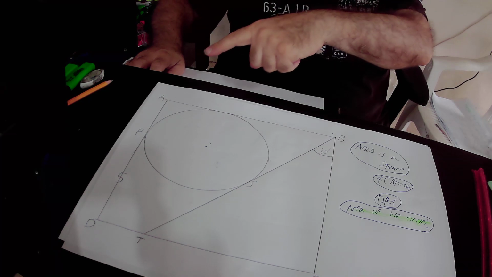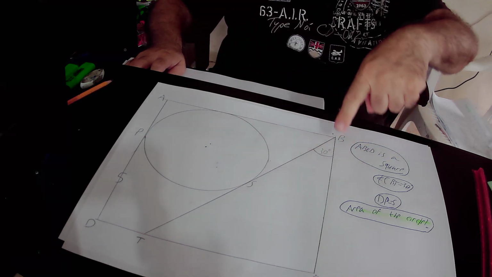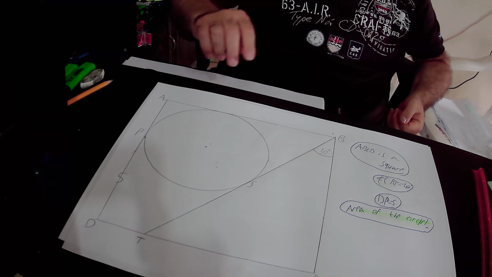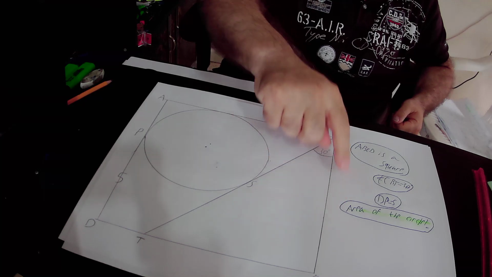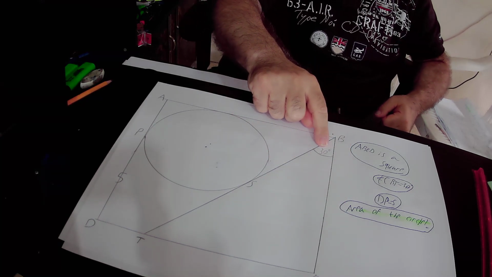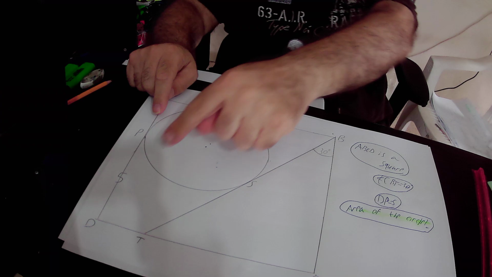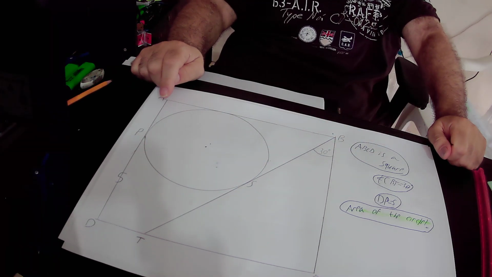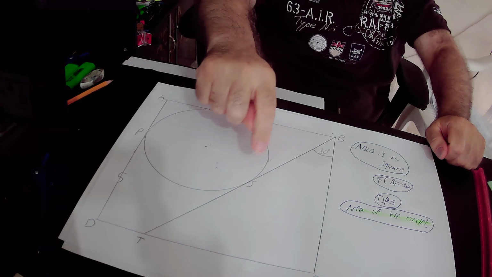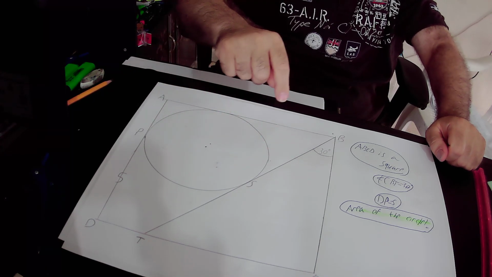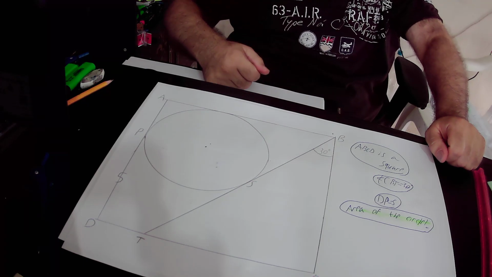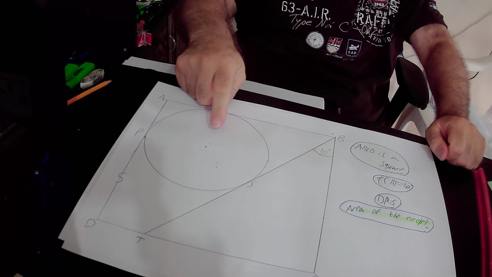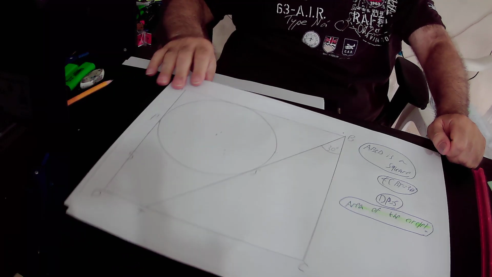In the drawing, we have square ABCD, and we know that angle CBT equals 30 degrees. Line segment PD equals 5 units. And our mission is to find out the area of this circle that is inside square ABCD. So first of all, we will define the center of this circle as O.